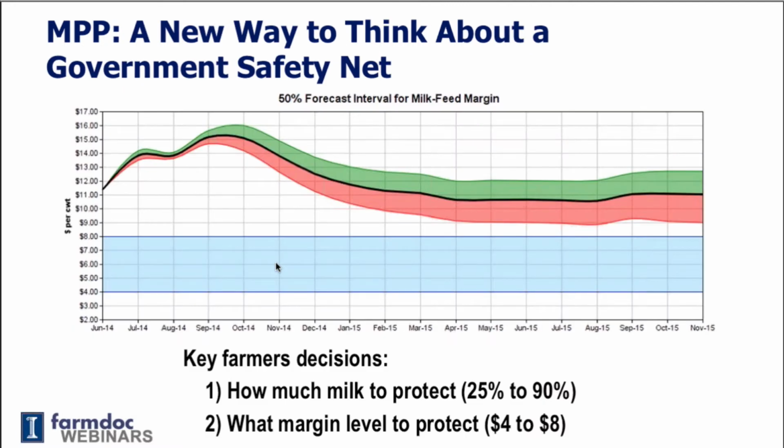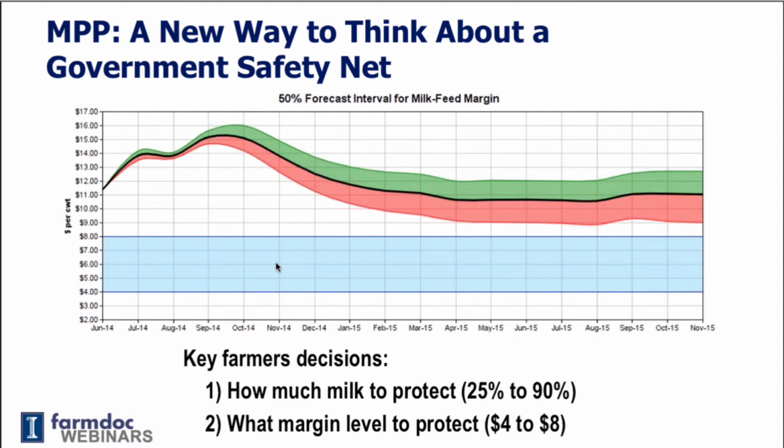And it's a new way to think about safety net. So we're not thinking about the Boston Class 1 price of milk anymore. We're thinking about a milk feed margin. And how do we manage a milk feed margin risk? So farmers participating in the program, they can think about a margin, think about margin risk, and make 2 critical decisions. 1, how much milk do I want to protect?